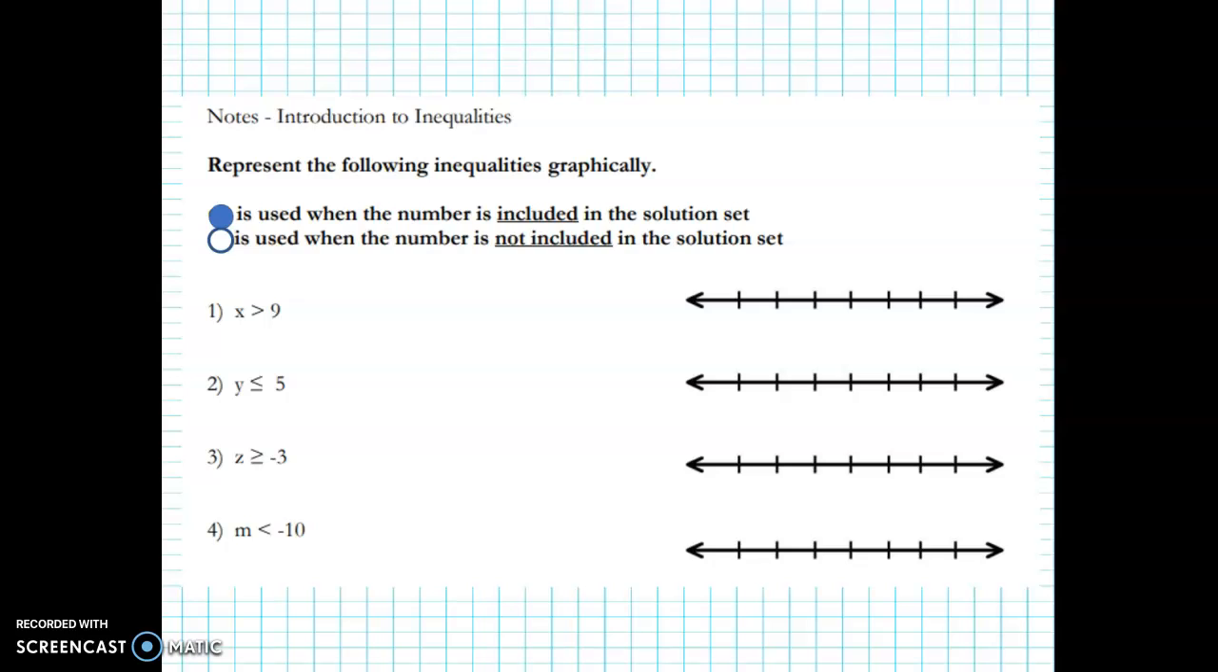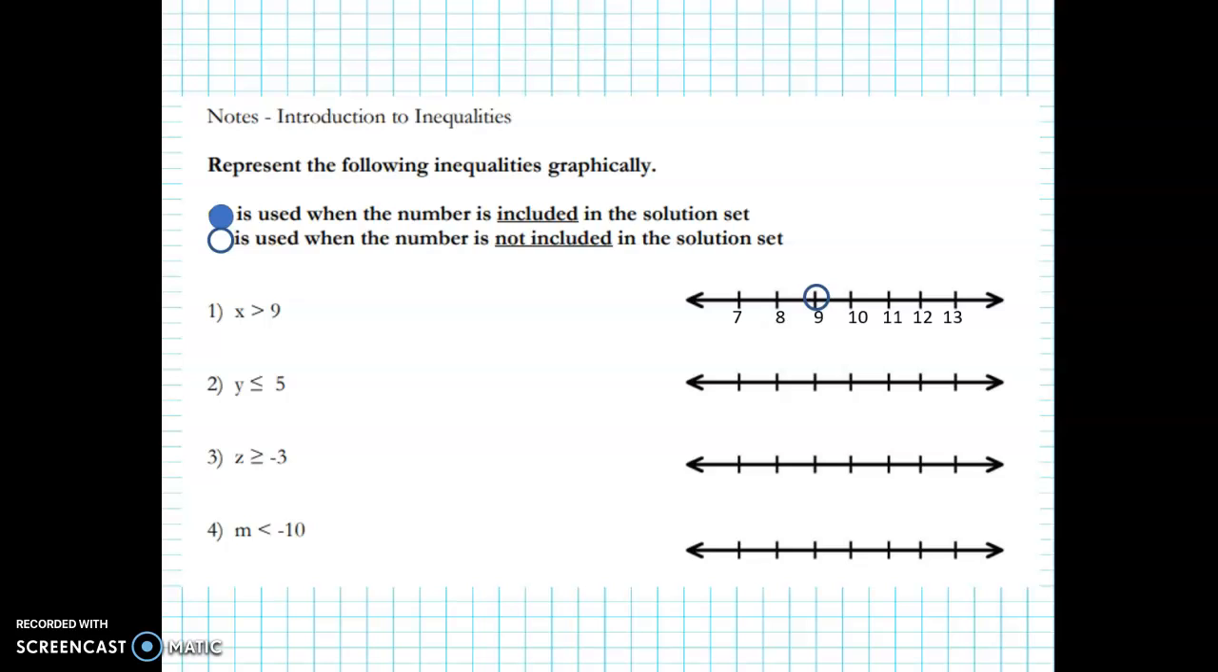X is greater than 9. So we start by identifying whether we use an open or a closed circle. Because it is greater than, we use an open circle. We number the number line and place the open circle over the 9. Then we have to decide if our arrow is going to go to the left or to the right.